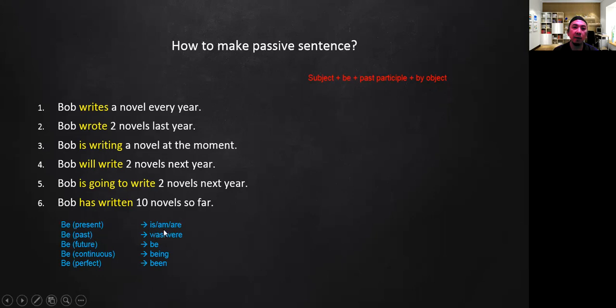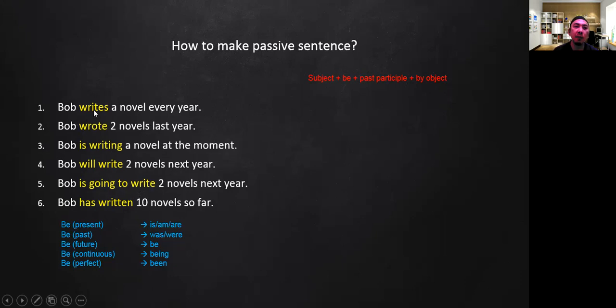In the past sentence, we can use was or were for the to be. In future sentence, we use be for the to be. In the continuous sentence, we use being for the to be. And then in perfect sentence, we use been for the to be. So once again, the to be here depends on the tenses. It depends on the context, on the tenses that you are using in the active sentence.